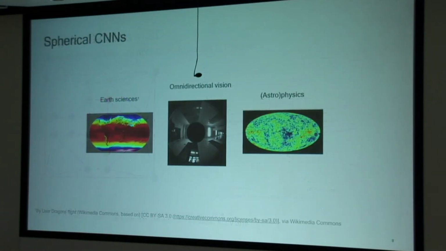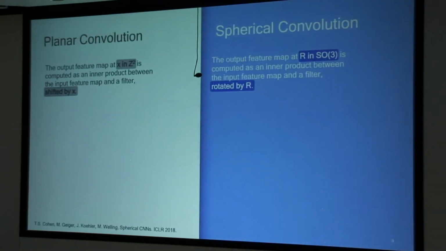You can also generalize it to curved spaces. So for example, in earth sciences, in computer vision, in astrophysics, cosmology, etc., you might encounter some signal defined on a sphere, on the earth or in the sky. And so we developed a generalization of convolutional networks that works on spheres. And the basic idea is very simple.